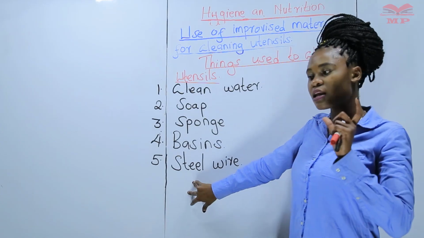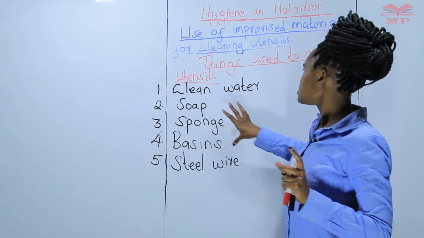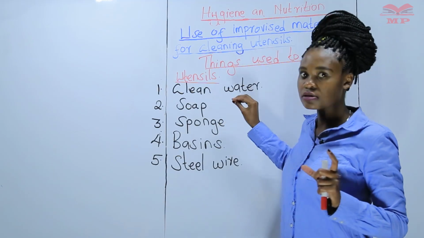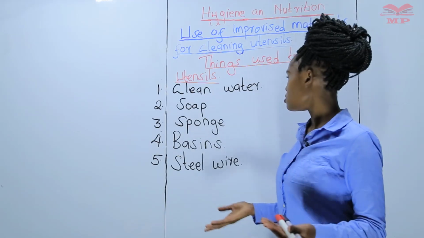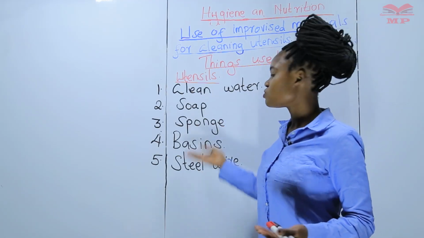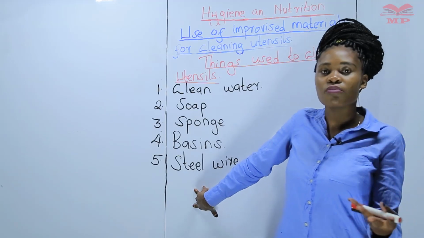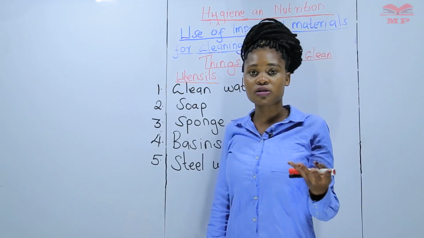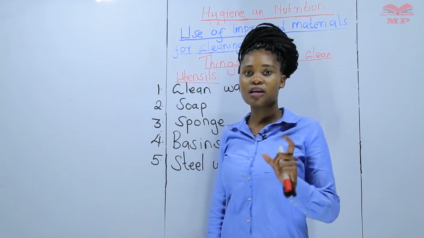Now in our next lesson, we shall discuss how we can improvise these materials used to clean utensils. If you don't have soap, what can you use to clean your utensils? If you do not have a sponge, what will you use? If you don't have a steel wire, what can you use to scrub the stains from utensils? That is what we shall discuss in our next lesson.